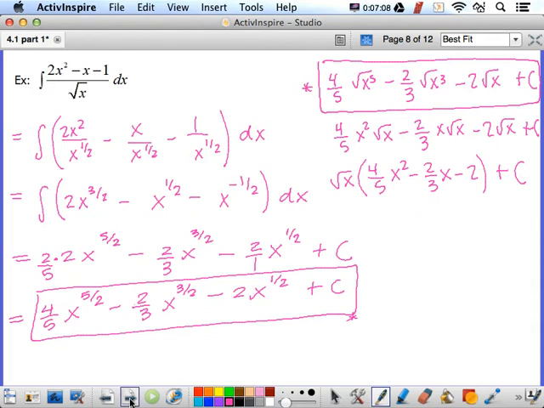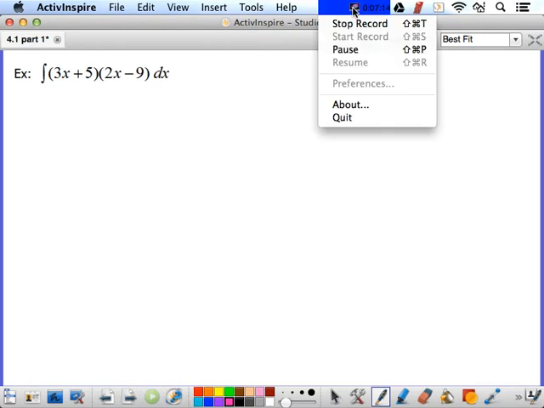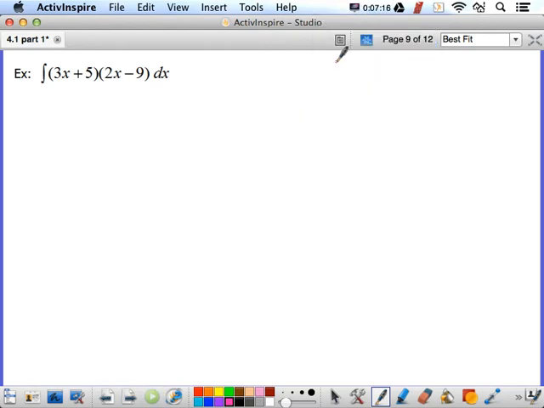And I want you guys to see now if you can figure out this one by yourself. Okay, so for this example, we have the integral of 3x plus 5 times 2x minus 9 with respect to x. And since we don't have a product rule for integration, we do need to boil that out before we start. So this will give us what? 6x squared minus 17x minus 45.